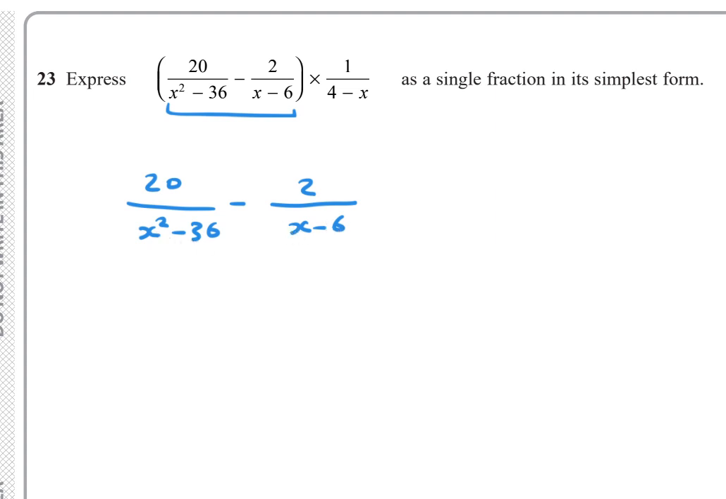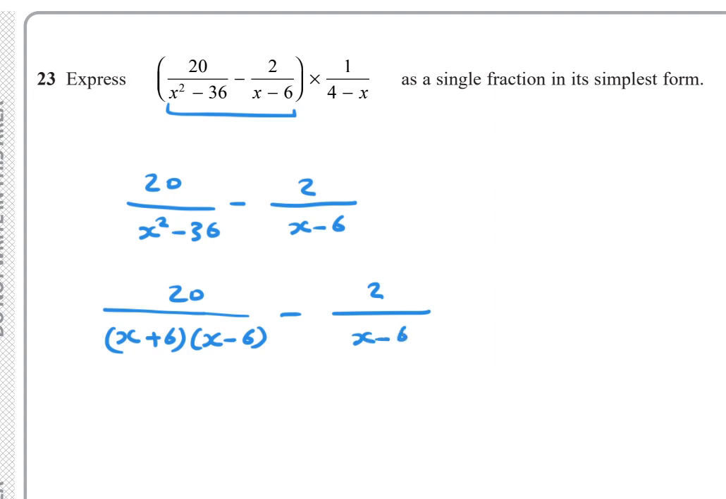Factorize the denominator. So x squared minus 36, a difference between two squares, is (x plus 6)(x minus 6). For addition or subtraction, we need to have the same denominator. So we have for the first fraction (x plus 6)(x minus 6), and for the second we have x minus 6. So multiply this fraction by x plus 6 for the numerator and the denominator.